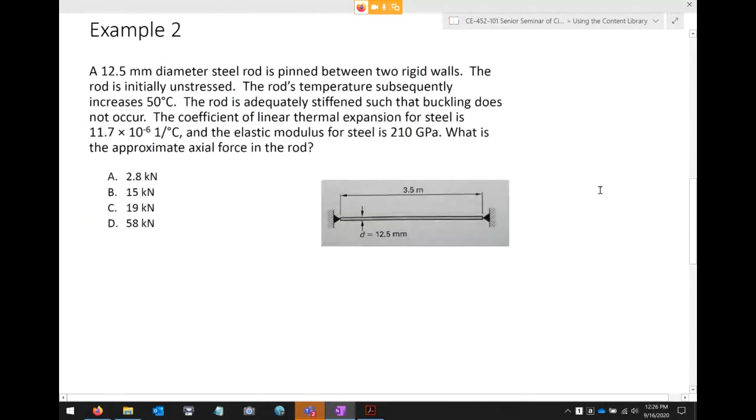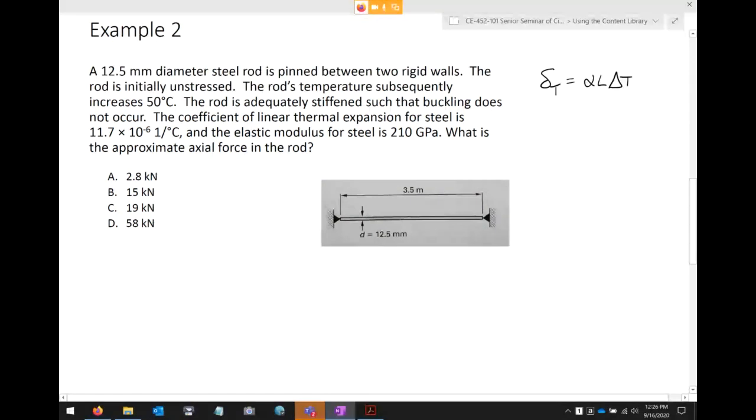Okay. So here's my problem. I've got a 12.5 millimeter diameter steel rod. This problem is going to be kind of a two-part problem. It's a little bit involved, so we're going to take it one step at a time. I've found that the easiest way to do these types of problems is just to handle each part separately. To look at the thermal part and then look at the mechanical part. So our formula for thermal displacement is alpha L delta T.